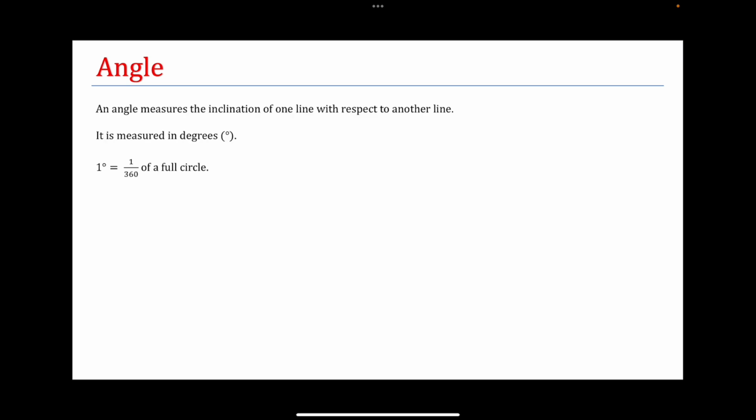Next is an angle. An angle measures the inclination of one line with respect to another line. It is measured in degrees. The unit of measuring the angle is degrees. 1 degree is 1 by 360th part of a full circle.